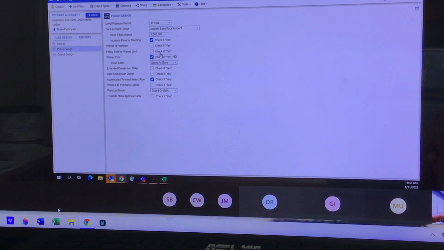Like I said, this does have a higher premium, but for many it will actually be worth it, and it really comes down to what your client is looking for. There isn't any right or wrong waiver.